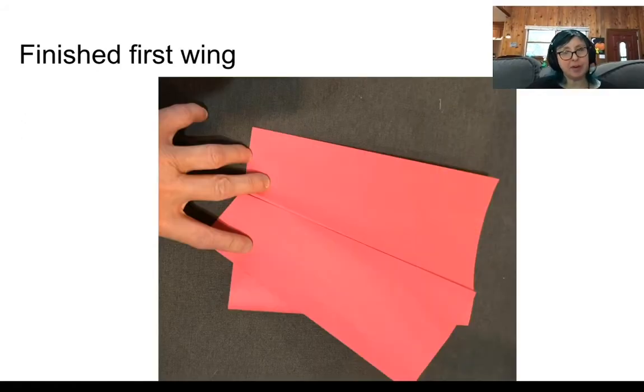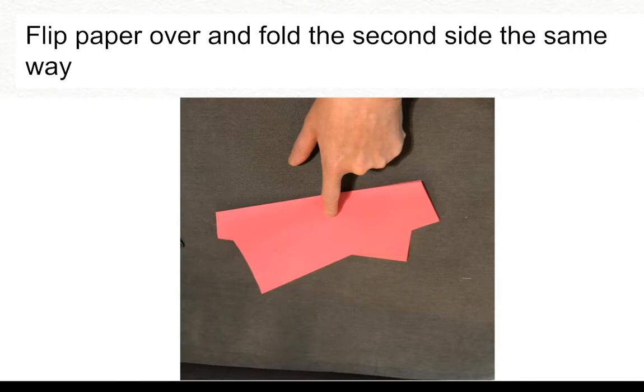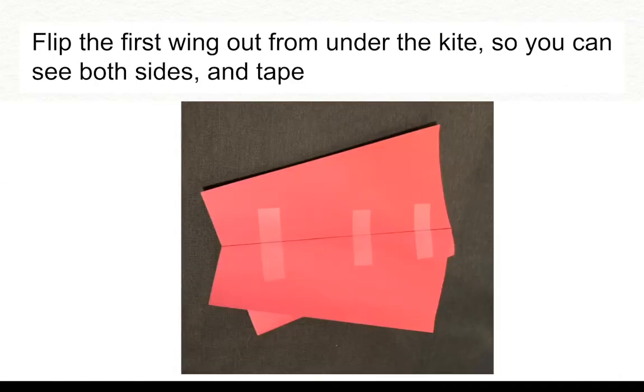It doesn't have to be perfect. If it's not 100% like mine, don't worry about it. As long as it looks similar, we're going to be good. Now you're going to flip the paper over and fold the second one so it matches. So you're going to have 2 wings, and then you're going to have that center point, which is the fold. Now you're going to flip that first wing out from under the kite so you can see both wings at the same time, and you're going to just tape so that they don't come apart.